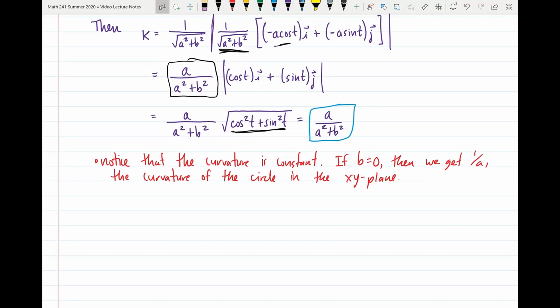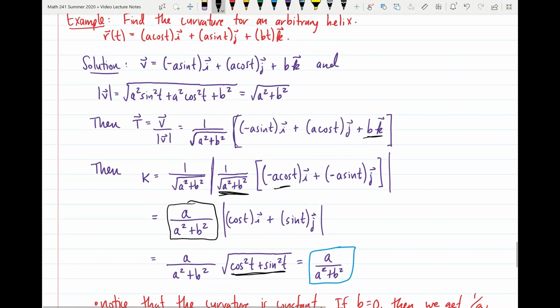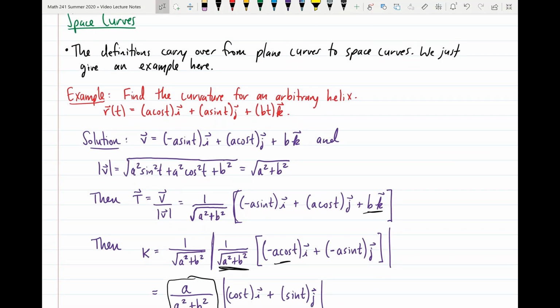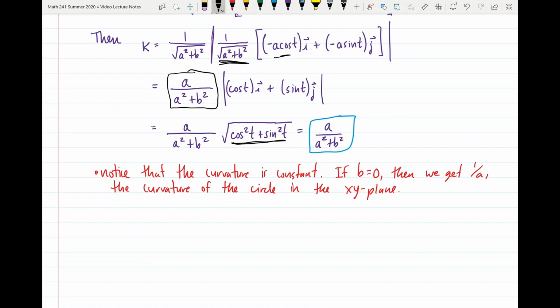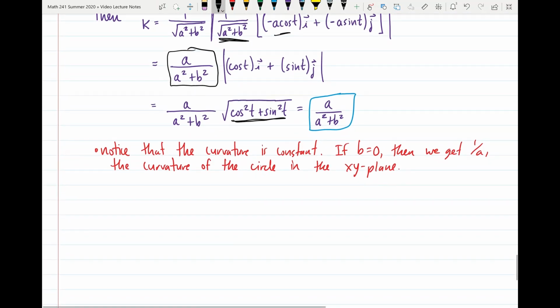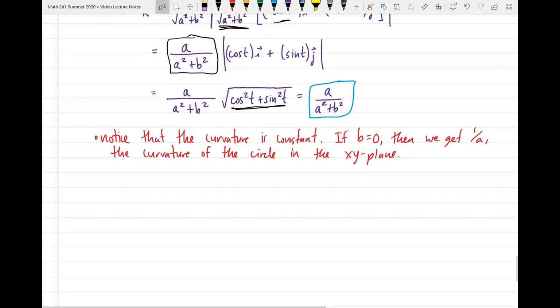Also, if we let b equal 0, then we find that the curvature is going to be equal to 1 over a, which is expected because if b is equal to 0, then our original curve just becomes the arbitrary equation for a circle. And we've already said that the curvature of a circle is going to be equal to 1 divided by a, where a is the radius of the circle.